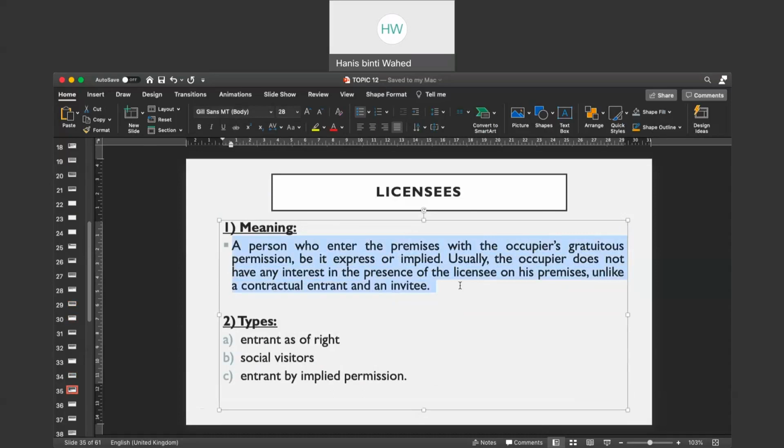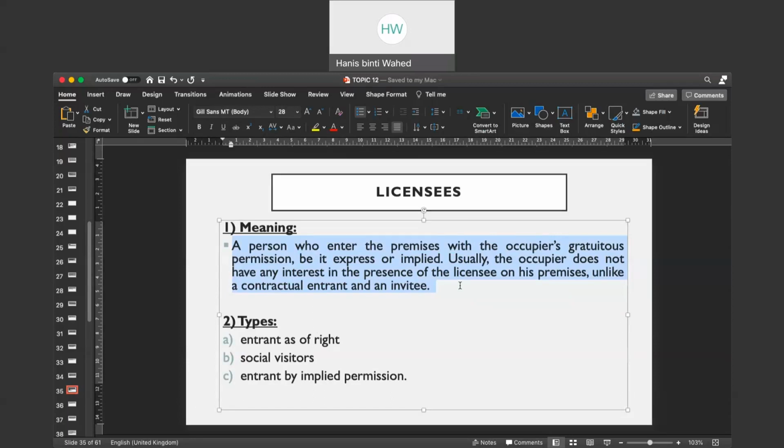So this means a licensee is a person who enters the premises with the express or implied permission of the occupier, but not for any benefits or any material interest with the occupier. They don't have any material interest with the occupier. So the difference between invitees and licensees is the requirement of material interest. In licensees, which we are going to discuss, there is no element of material interest.